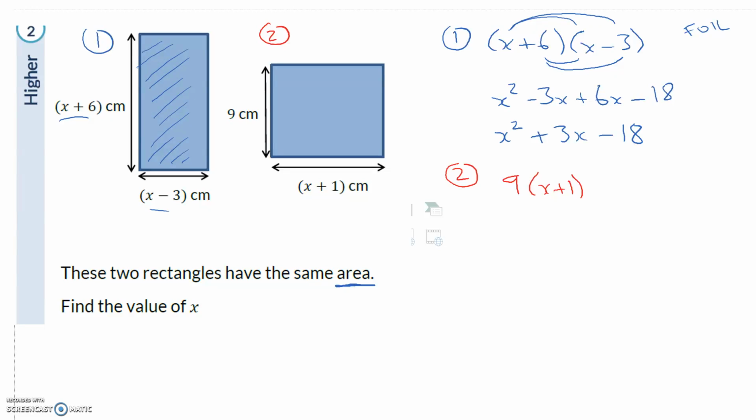Length times the width. Height times the width, whatever you want to call it. Okay, so easy this time. We're going to do 9 times x, we're going to do 9 times 1. That's going to give me 9x plus 9. Okay, so that's our second expression. That's the area of rectangle 2. And the two rectangles have the same area. So this time we can equate those two.